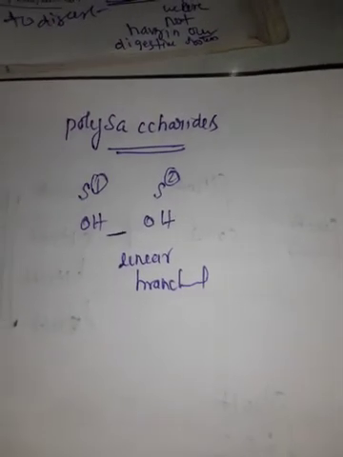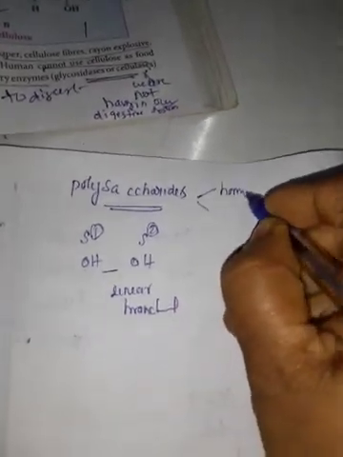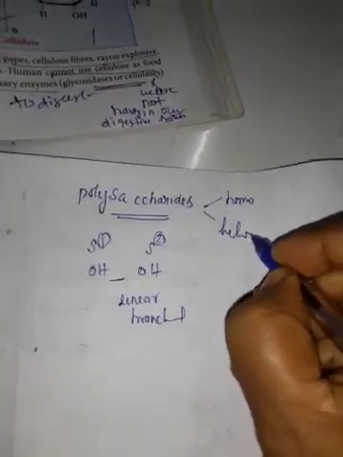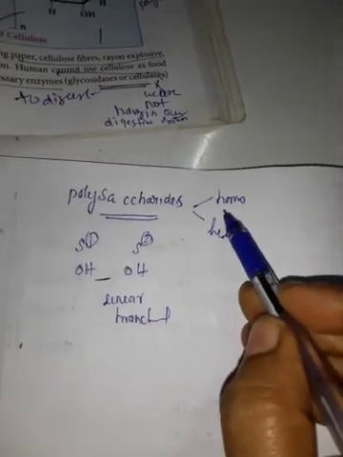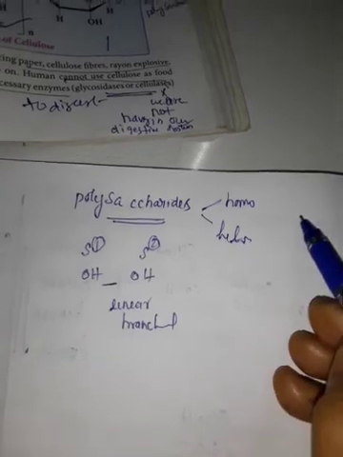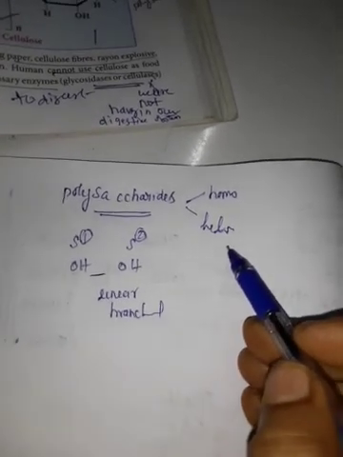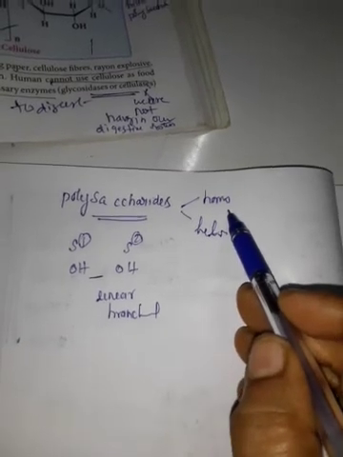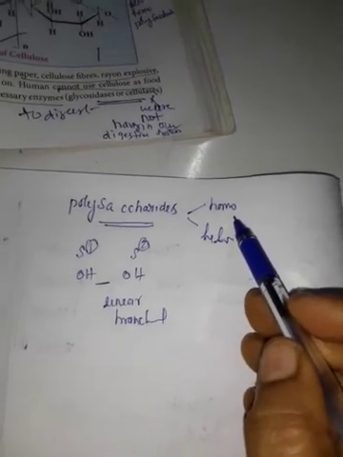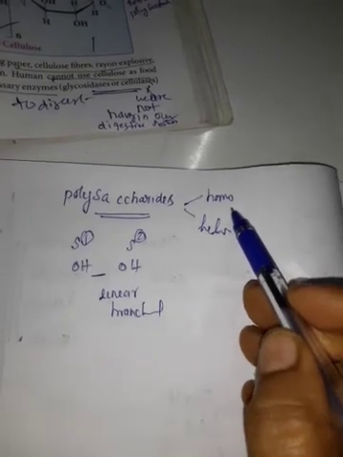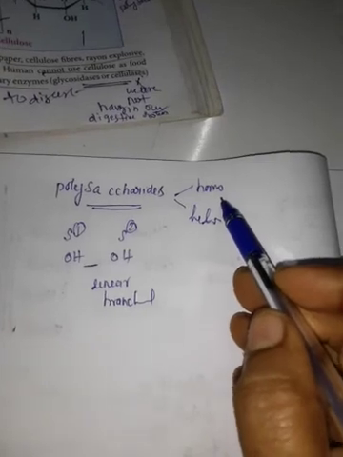So the polysaccharides are classified into two types, depending upon the monosaccharides: homopolysaccharides and heteropolysaccharides. Homo means consisting of only one type of monosaccharide. Hetero means composed of more than one. Examples for homopolysaccharides are starch, cellulose and glycogen. They are all called storage polysaccharides because the energy is stored in them.